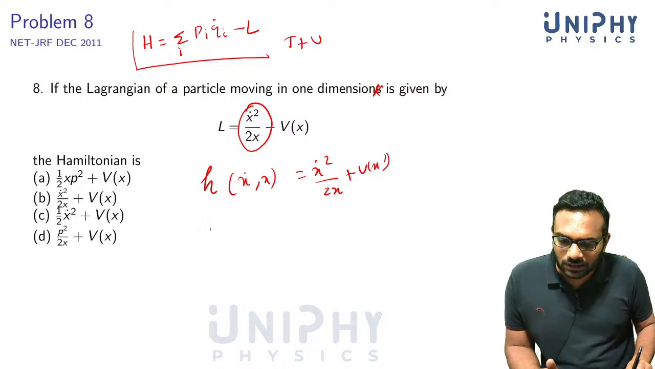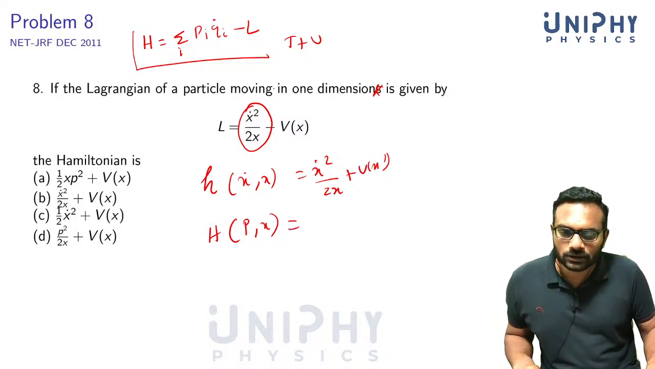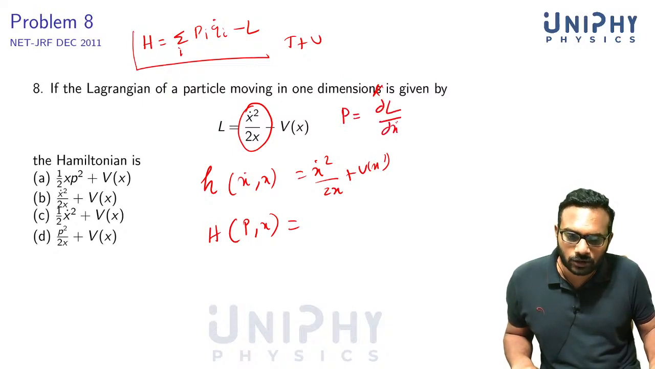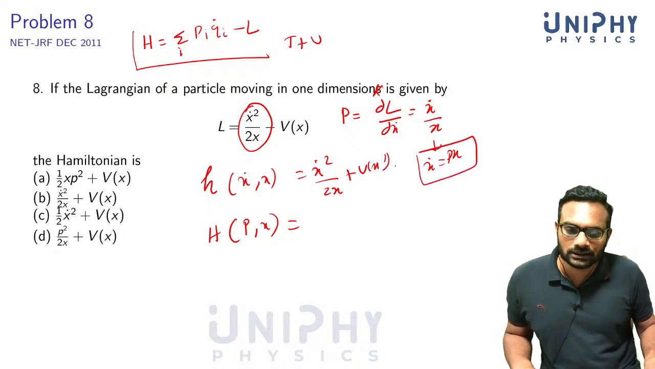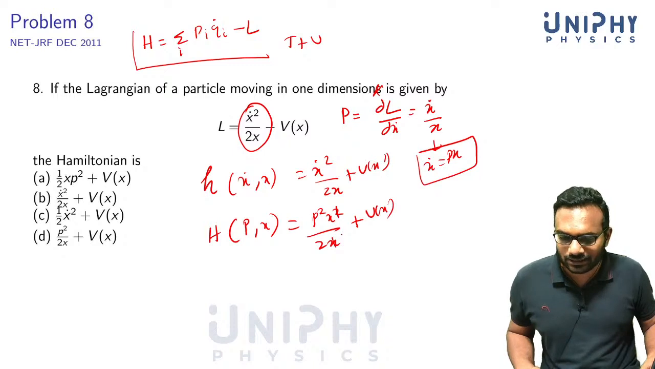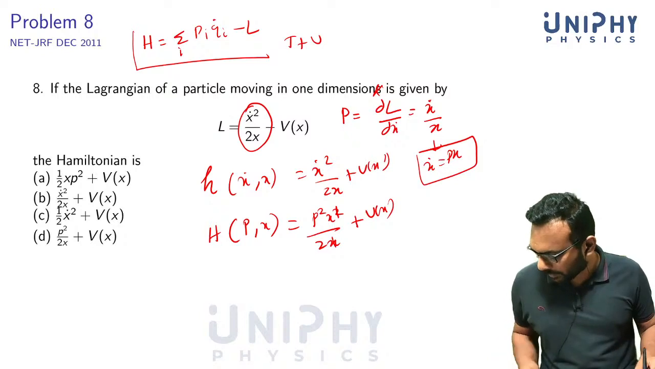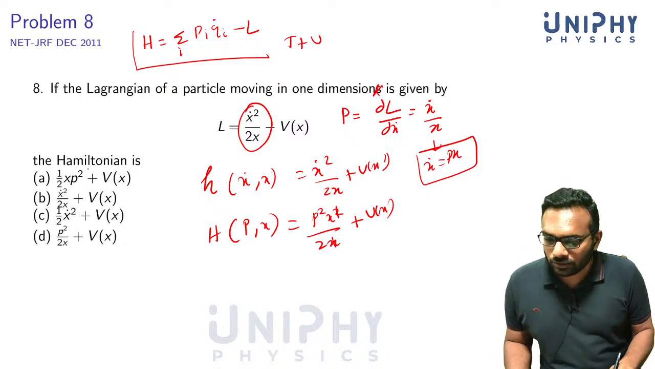Now if you want the Hamiltonian, you should substitute all x dot by p. We already saw that p is equal to dou L by dou x dot, that's equal to x dot divided by x, which means that x dot is equal to px. Now we just substitute px here, it becomes p square x square divided by 2x plus V of x. So it's p square x divided by 2 plus V of x. That's the Hamiltonian here. So it's x p square divided by 2. This is the correct answer.